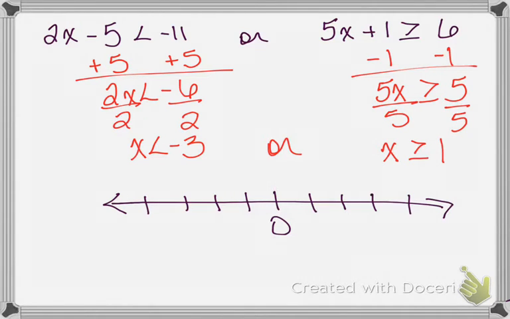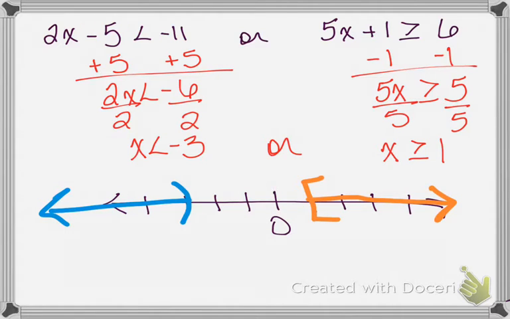Now, on x is less than -3, I start at -3 and I go less than. On x is greater than or equal to 1, I start at +1. And did you catch what has to be there? What has to be there? Good, good. And that's because of the or equal to sign. So this is another one of those situations where you're going to have a parenthesis on one number and a bracket on another. And that's okay.